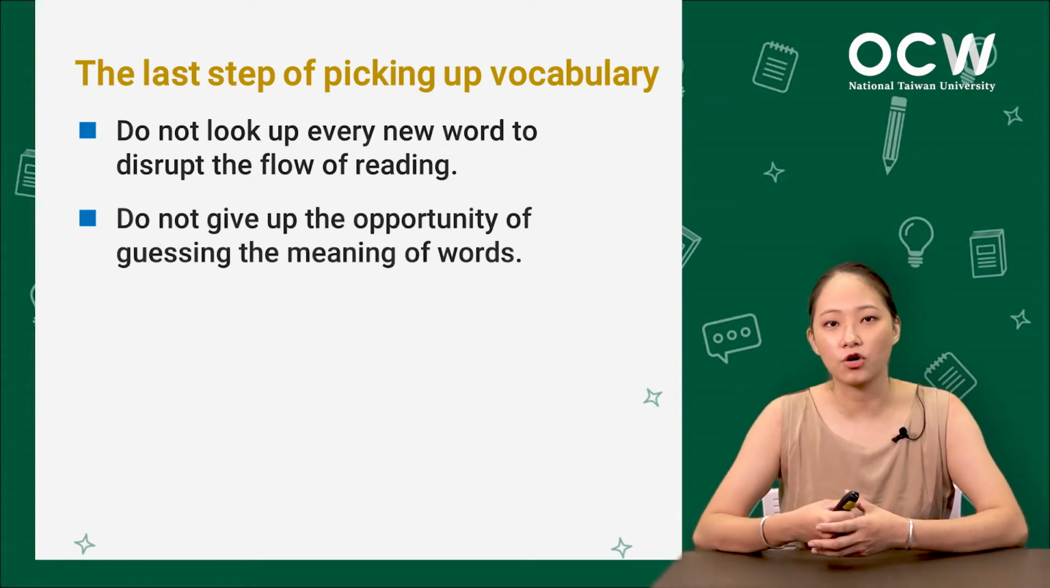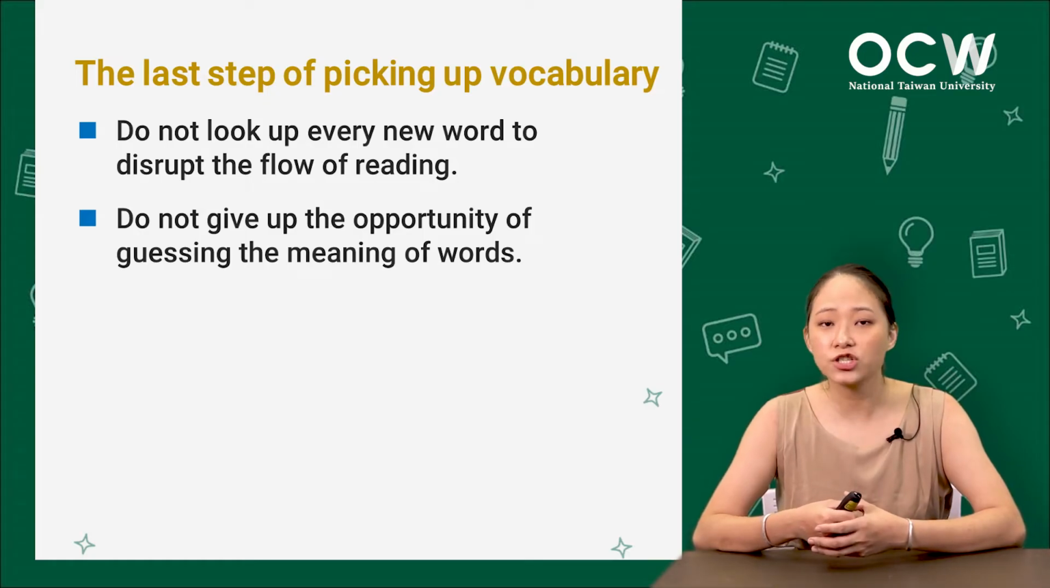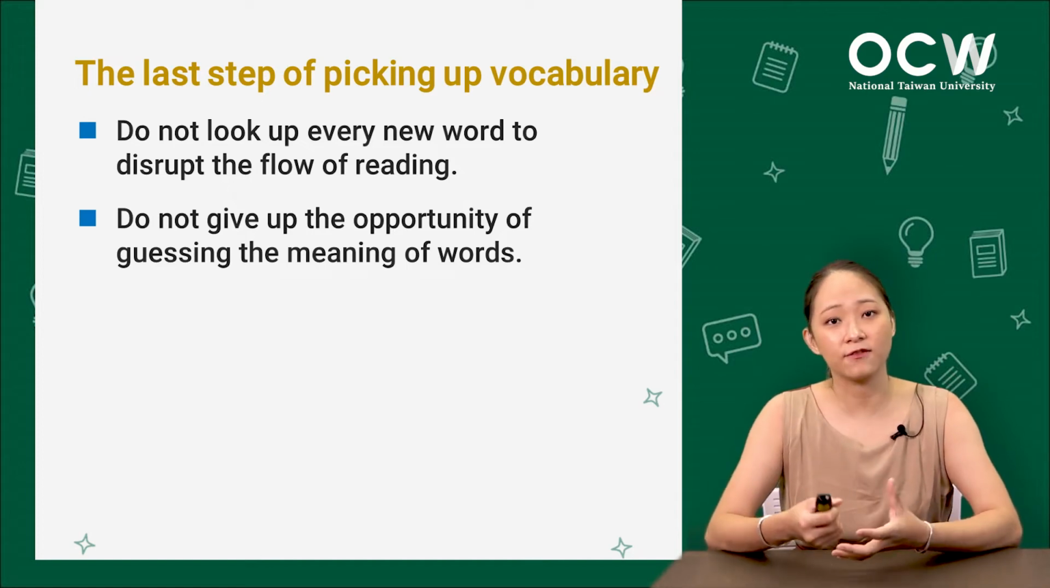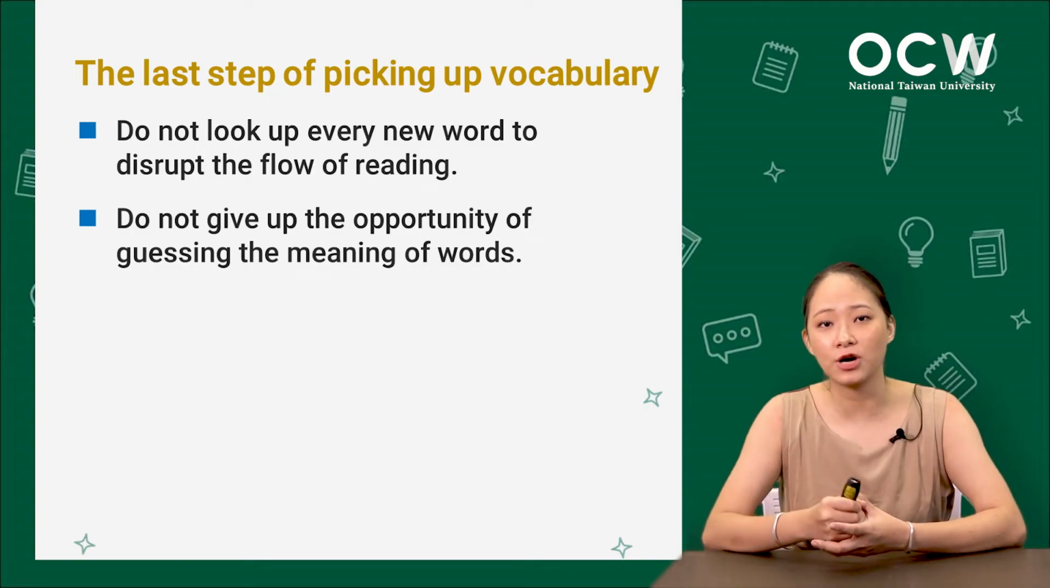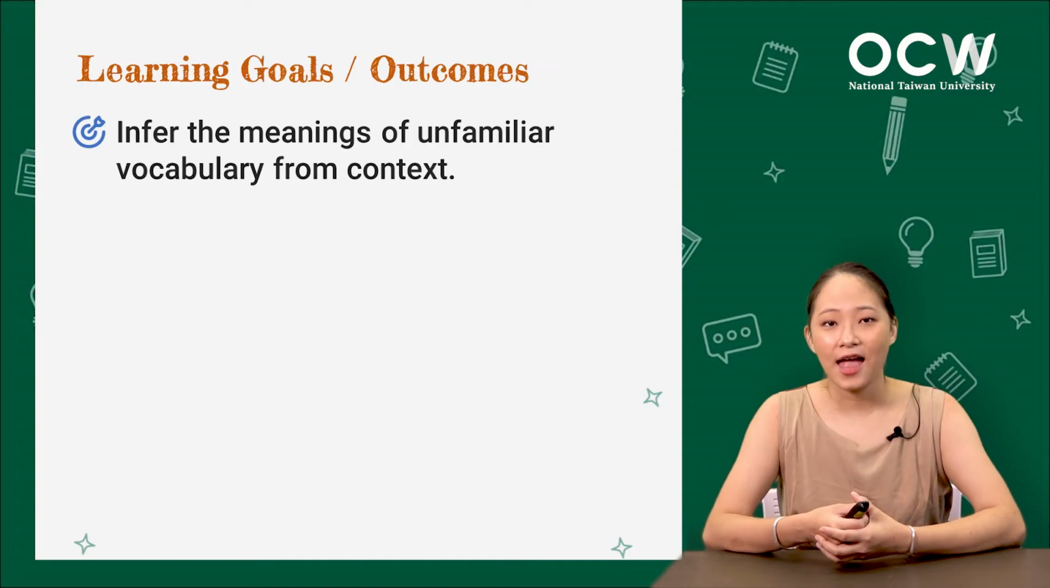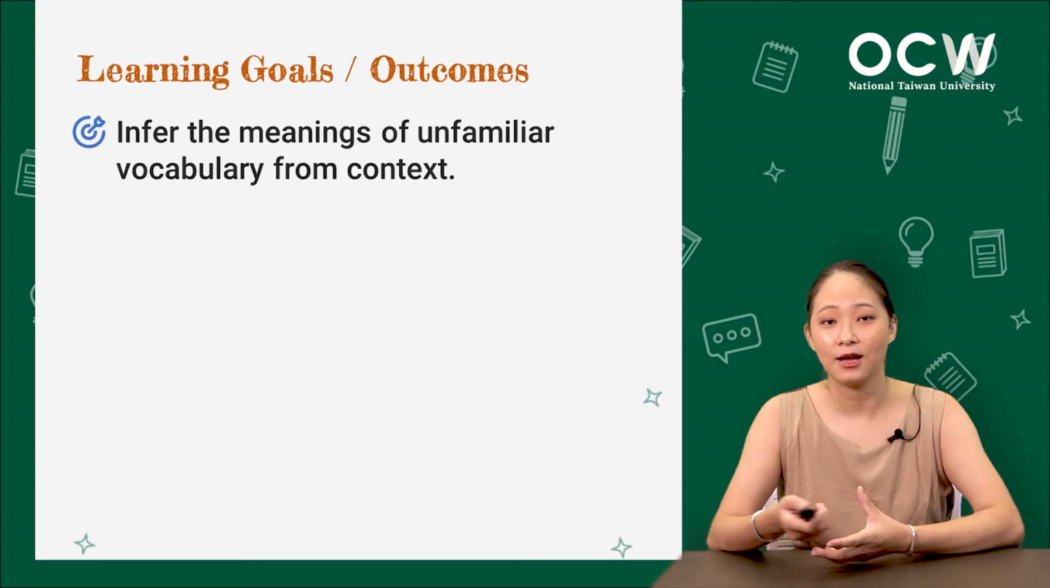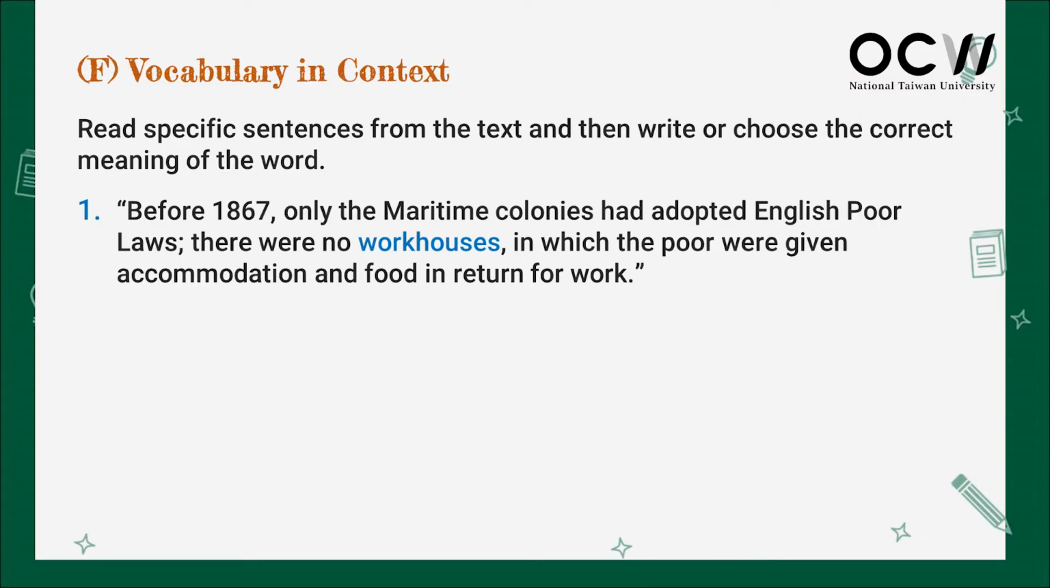And when you're stumbling across unfamiliar words when you're reading, it's actually a great opportunity for you to practice a natural understanding of these words. And in the future, when you see these words appear in different settings, you are actually able to better grasp its linguistic meanings. And now we're going to look at how we can effectively identify the meaning of unfamiliar text based on our reading. The first one we're going to be looking at is this sentence. "Before 1867, only the maritime colonies adopted English poor laws. There were no workhouses." You may think, ooh, work and house.